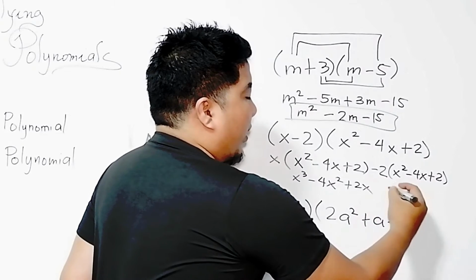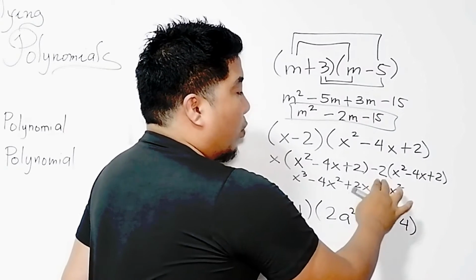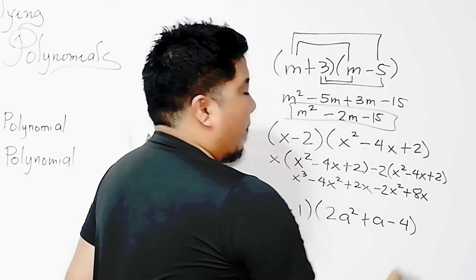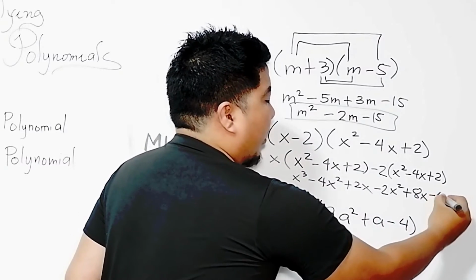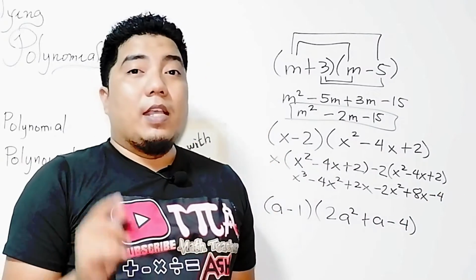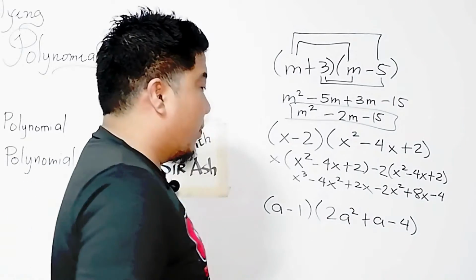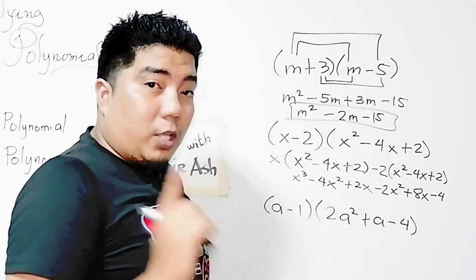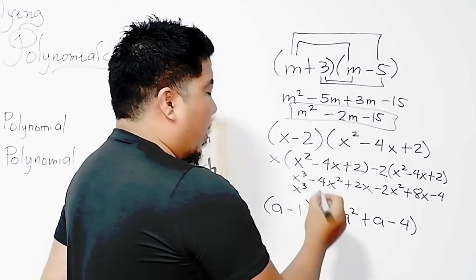Negative 2 times x squared, that will give you negative 2x squared. Negative 2 times negative 4x, that will give you positive 8x. And then negative 2 times positive 2, that will give you negative 4. Now, what we will do here is simplify and combine like terms. So, we have here the cubic term, which is the only one in this given polynomial. So, we just copy that one.